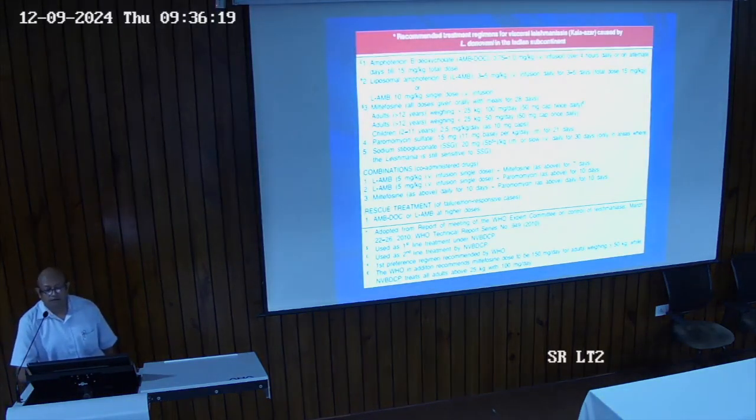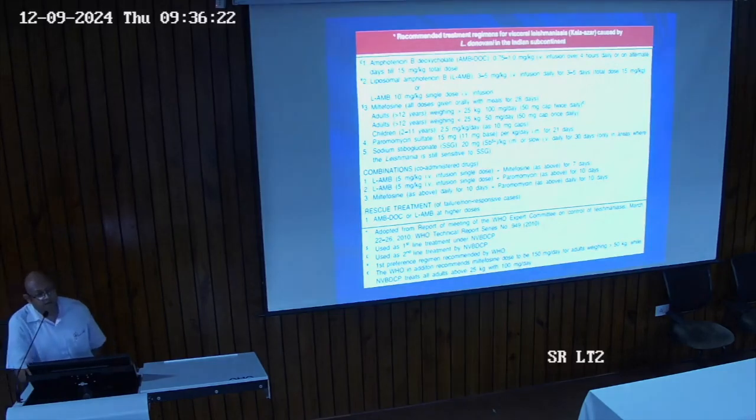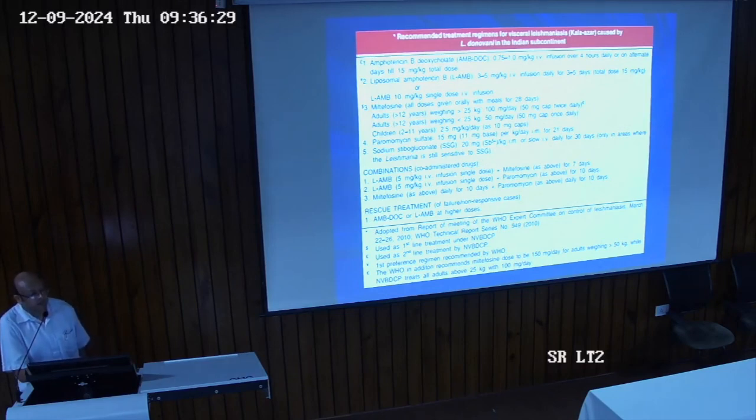This is the recommended drug with dose which is given in leishmania diseases. Okay. So you have amphotericin B, in its liposomal as well as the deoxycholate forms, then you have miltefosine, then you have paromomycin. So all this is available, and you can go through the drug dose and the duration.